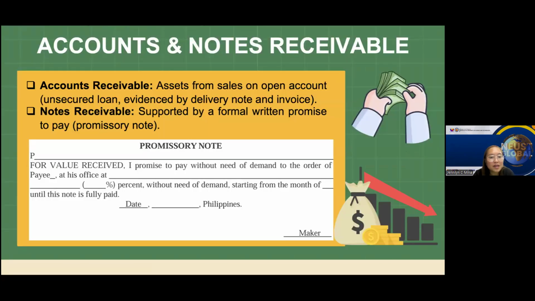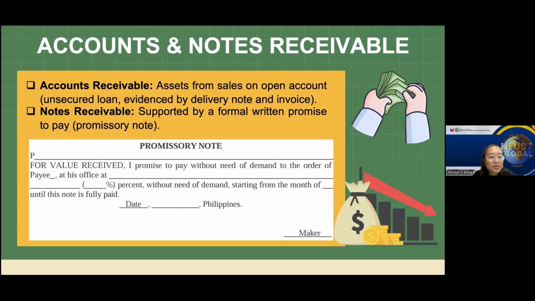And when a business sells goods or services on credit, allowing the customer to pay later, it records the amount owed as receivables. There are two types: the accounts receivables, money owed by customers without a formal written promise to pay. It is based on an invoice or delivery note. This is an unsecured loan because there is no strong legal document guaranteeing payment. Example, a wholesaler delivers soft drinks to a sari-sari store and tells the owner to pay after 30 days. The supplier records this as accounts receivables.